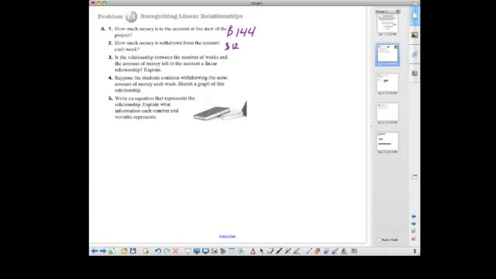Number 5 says, write an equation that represents the relationship. Explain what information each number and variable represents. Now, we do need practice with equations. Write an equation. We have 2 variables, right? One is the number of weeks. So week could be W. And 2 is the amount of money. What's left in the safe?